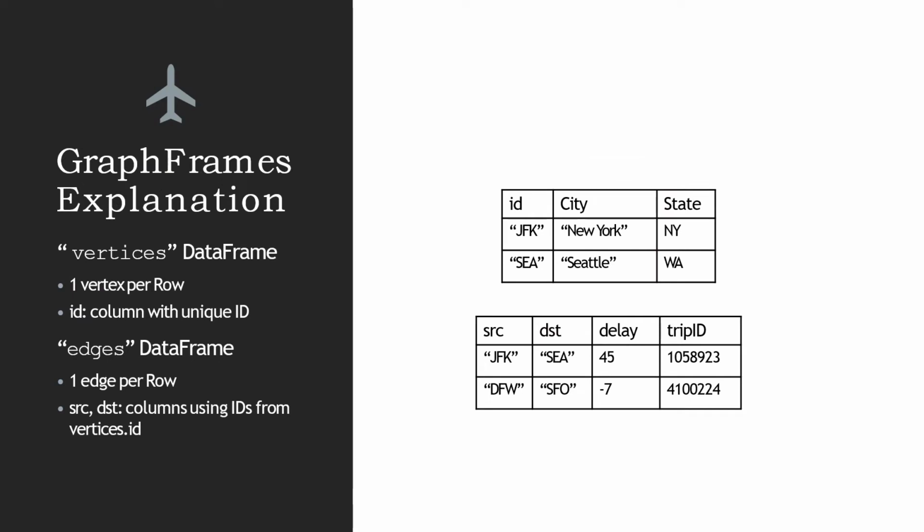So this is just an explanation of how GraphFrames works. We have the vertices data frame, one vertex per row, and the ID is the column with the unique ID. And then we have the edges data frame, which is one edge per row, and that includes the source airport and the destination airport, along with the delay and the trip ID. You'll note that one of the delays is a negative number. That just means the flight was early.